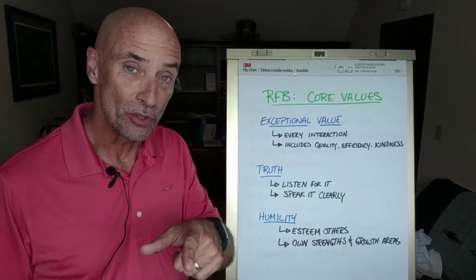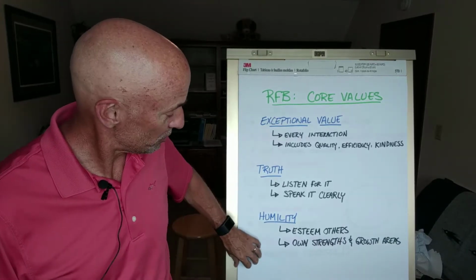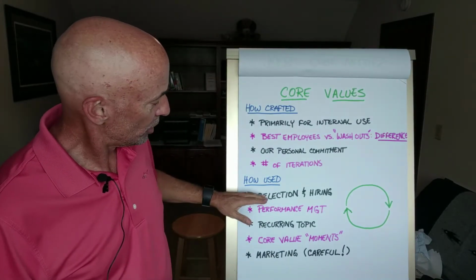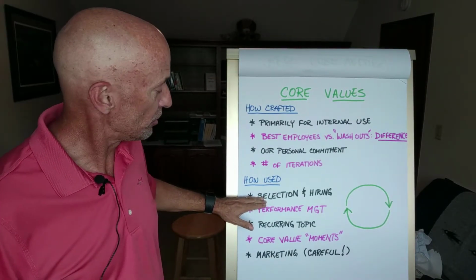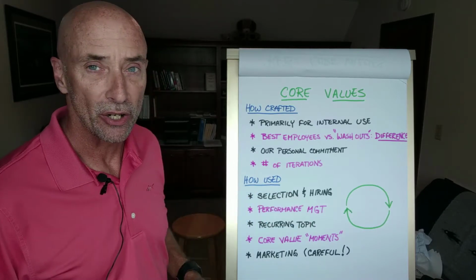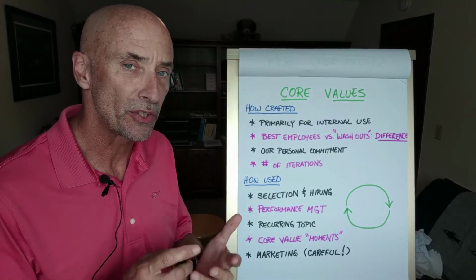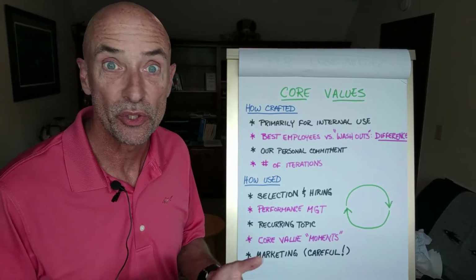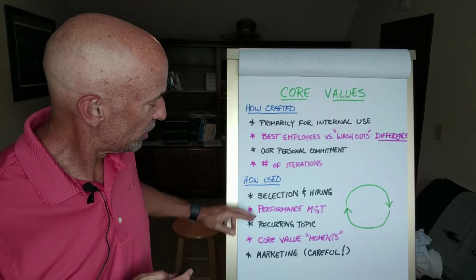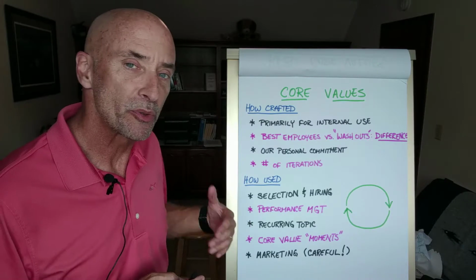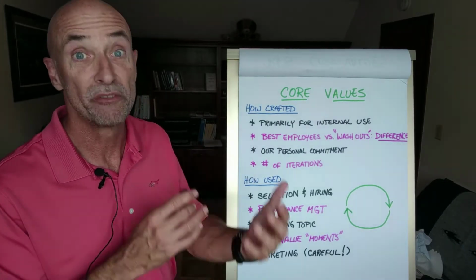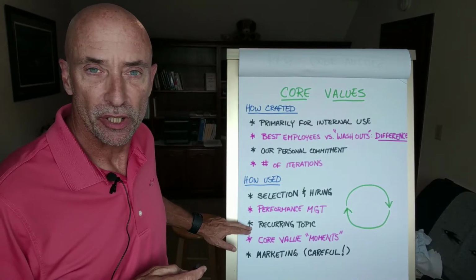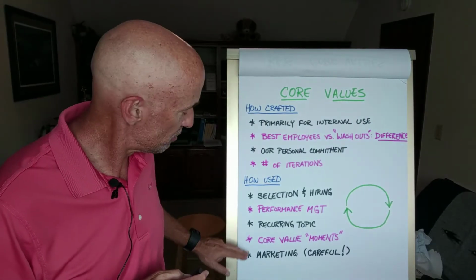So how do you use the core values that you come up with? You use them in all aspects of selection and hiring. It's the easiest way to strengthen your culture is to bring on people who already abide and agree with what you think is most important. You use it in performance management. It becomes part of people's goals and part of their review process. You make it a recurring topic at your town hall meetings.